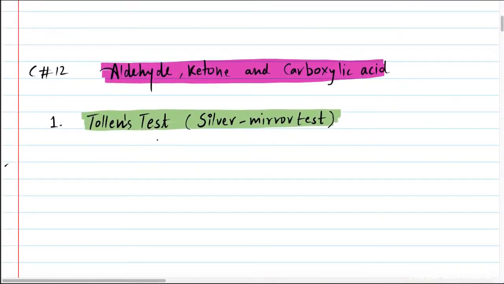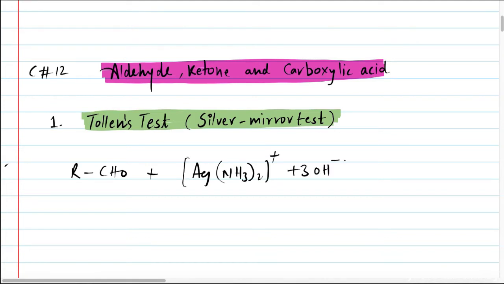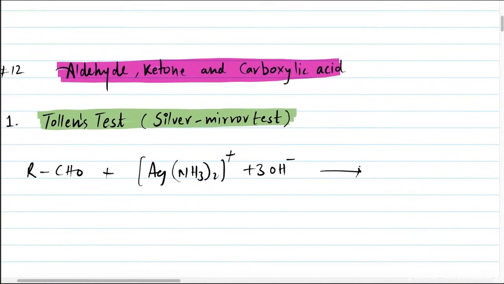So the first test is Tollens test, also known as silver mirror test, and this is very easy to complete. RCHO, either aliphatic or aromatic, both confirm this test. So Ag(NH3)2 positive plus 3OH negative, and this will convert into RCOO negative plus Ag settles down.